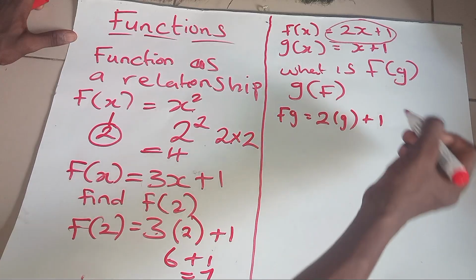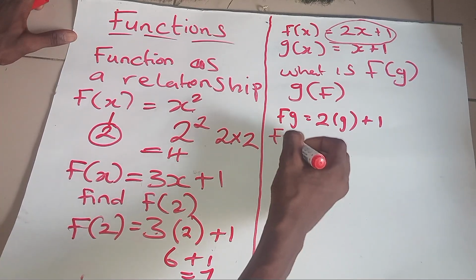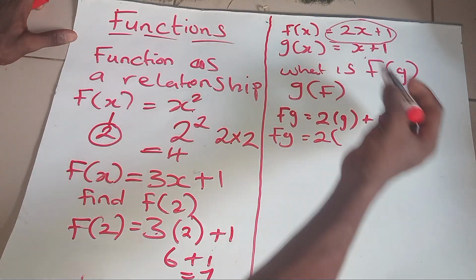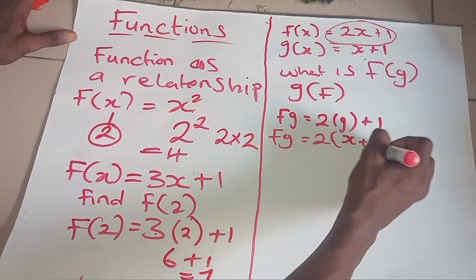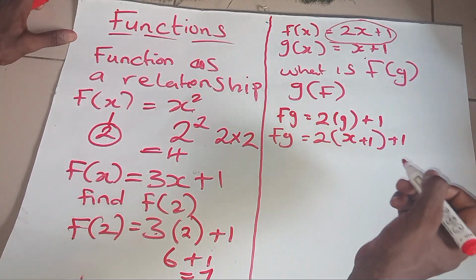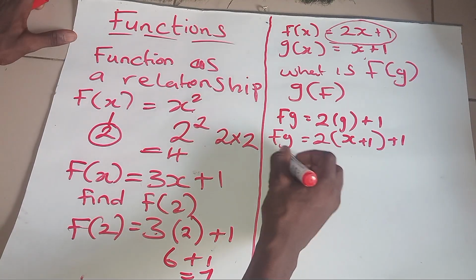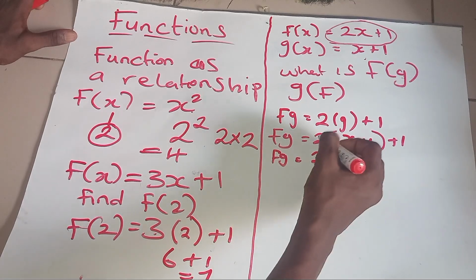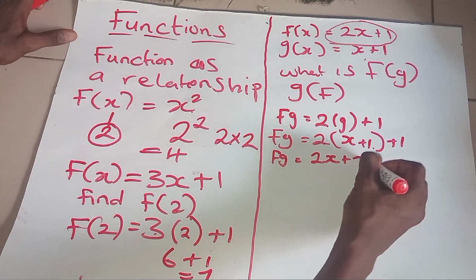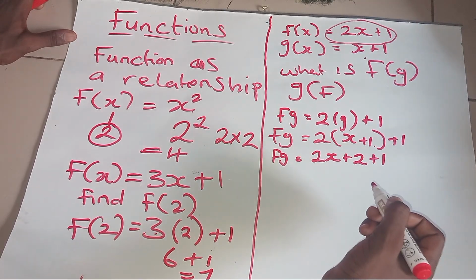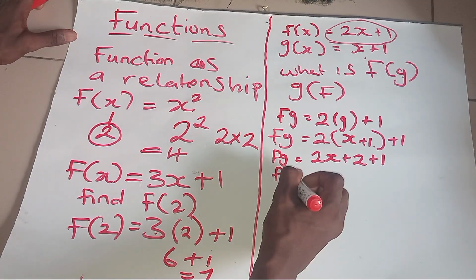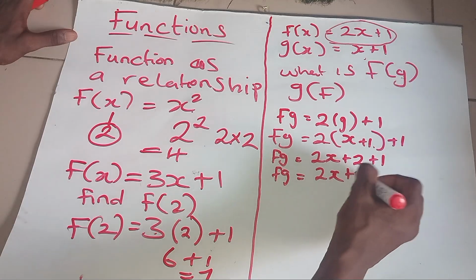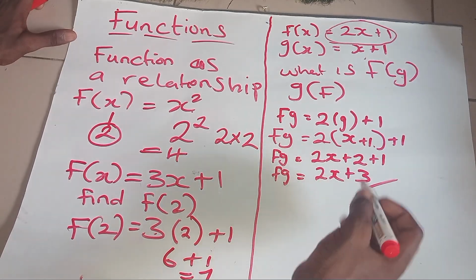Then I have my plus 1. So from this place, I can just say my f of g is equal to 2 bracket the value of my g, which is x plus 1. Then I have plus 1. Exactly. So f of g is equal to, this time this gives me 2x. 2 times 1 is going to give me 2. Then I have plus 1. If I add everything up, I have f of g equal to 2x, then 2 plus 1 is going to give me 3. So that's the final answer for this particular one.